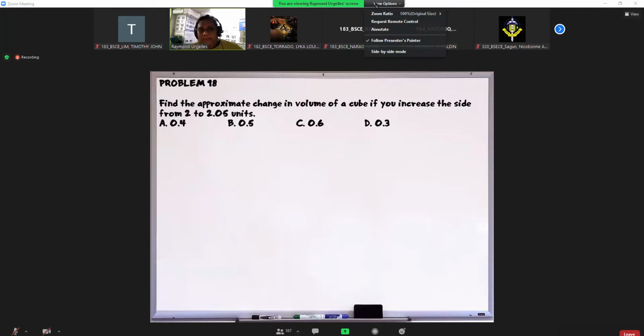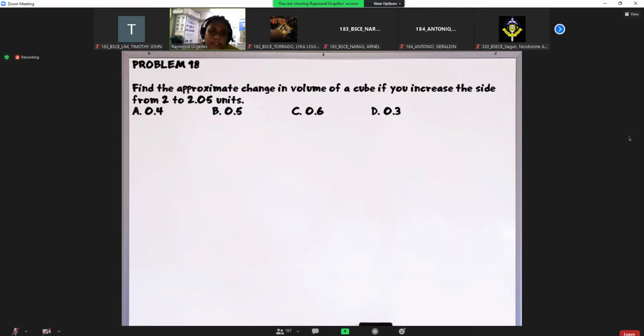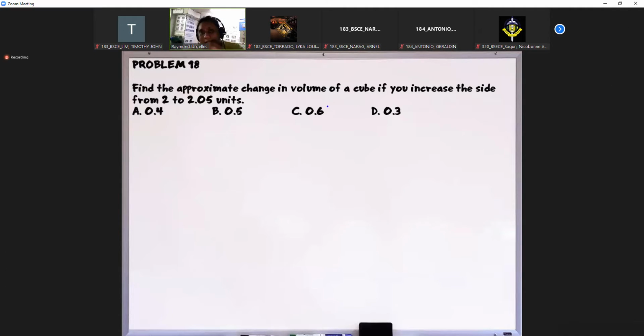So let's try some example. Find the approximate change in volume of a cube if you increase the side from 2 to 2.05 units. Makikita niyo naman pag actual error or estimated or approximate error yung kailangan nating i-solve. Unang-una may nakalagay dito approximate change, kaya alam natin approximate error yan.